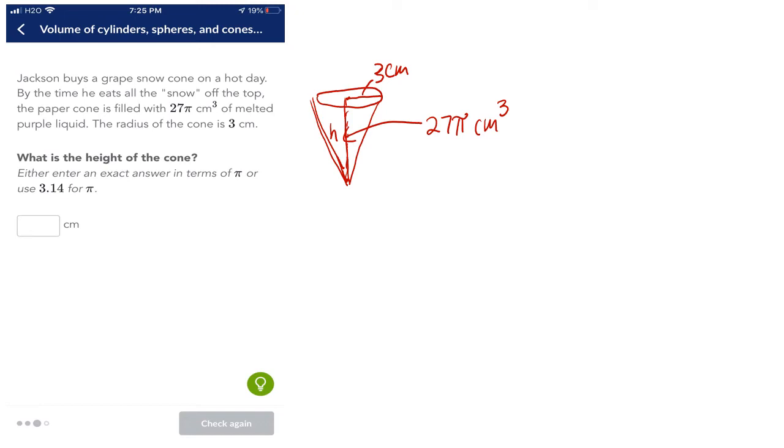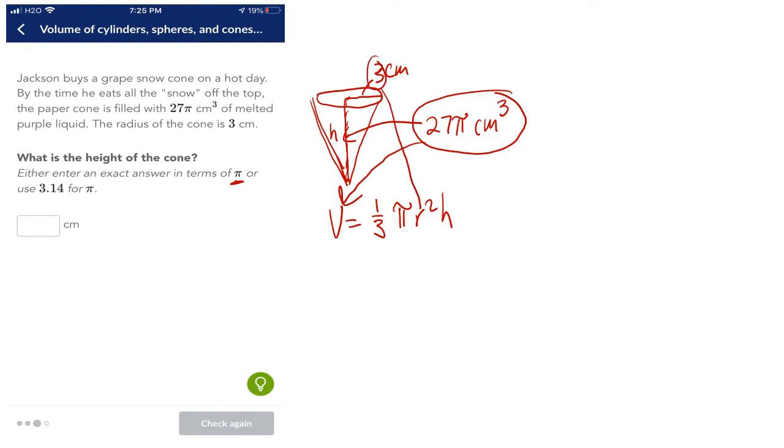So when they tell you to enter an exact answer in terms of pi, you have to leave pi in your answer. So the volume of a cone is 1/3 pi r squared h. And all we have to do is substitute all of the numbers that they gave us into the equation. So this is your volume. So that goes in right here. This 3 is your radius. That goes in right there. So let's actually do that.